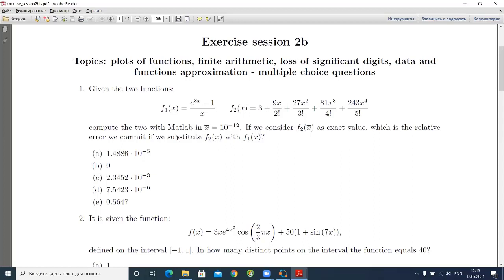Compute f2 with MATLAB in x 10 to power of minus 12. And if we consider f2 as exact value, which relative error do we commit if we substitute f2 with f1? We need to find just relative error with respect to f2 of x. Okay, so let's begin.